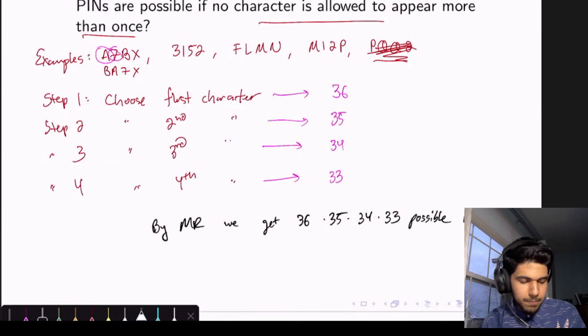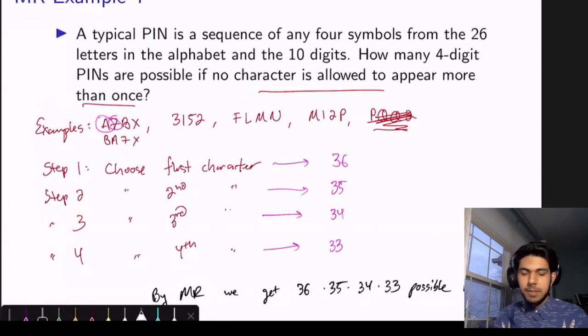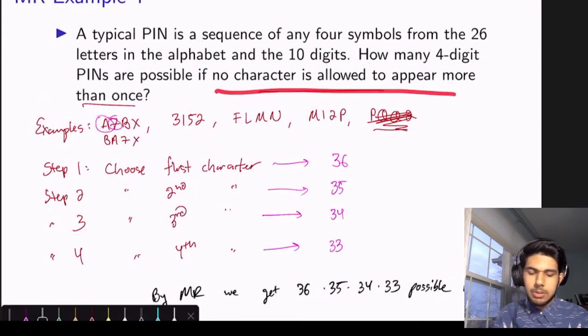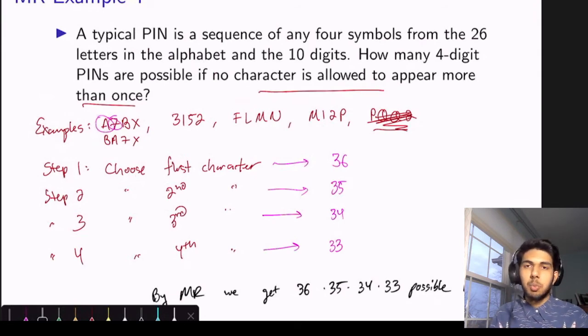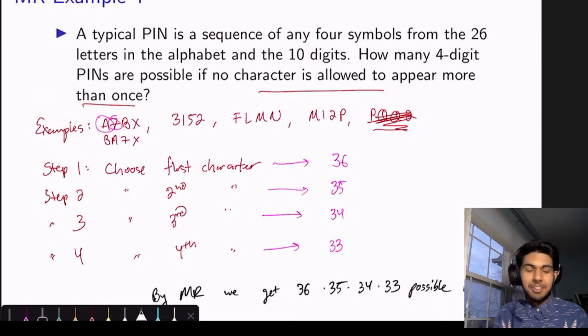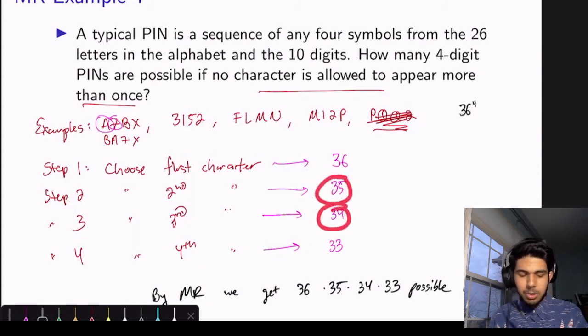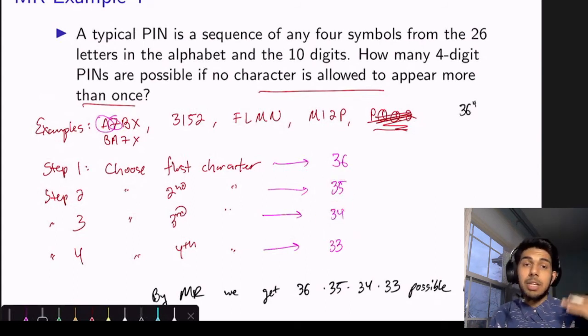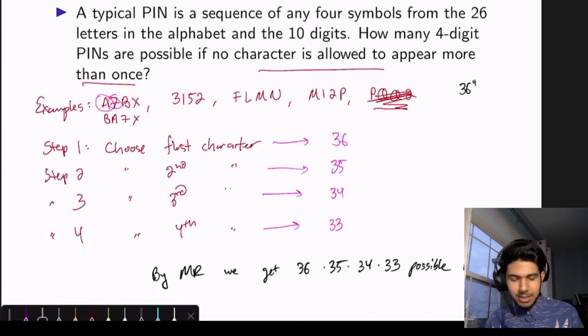Now briefly, what if this restriction of no character allowed to appear more than once wasn't there, where any character could appear as many times as we wanted? What would the answer be? Well, I encourage you to try it out yourself, but the answer will be 36 to the power of 4. The only difference is that these values would all be 36, because now they don't depend on what was chosen previously. All right, but in this case, that's our answer.